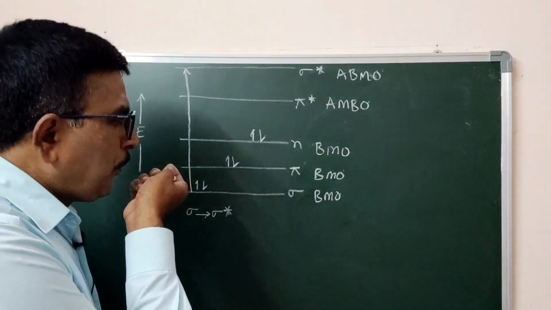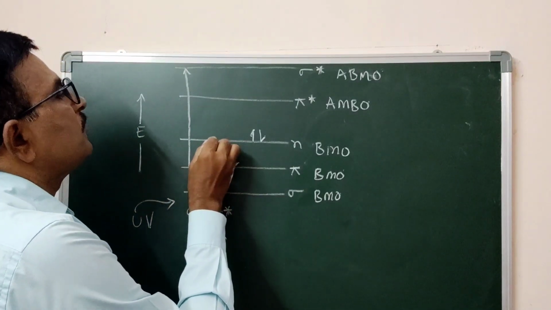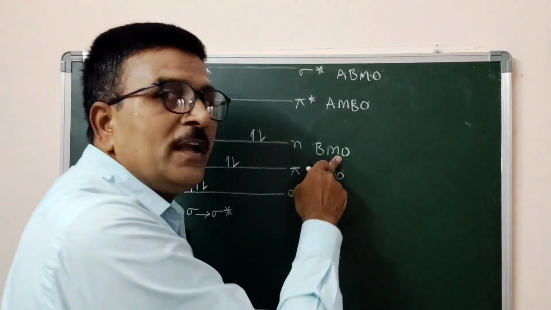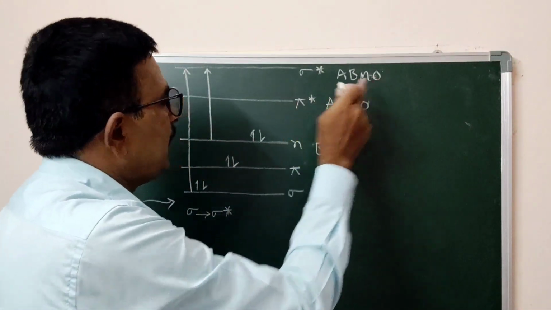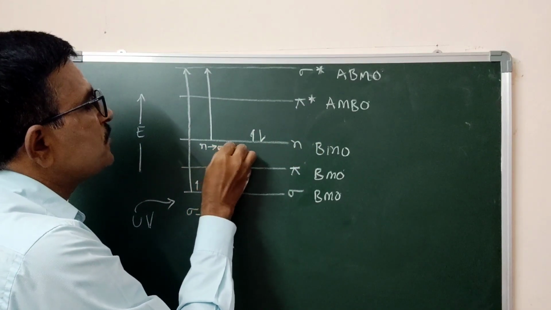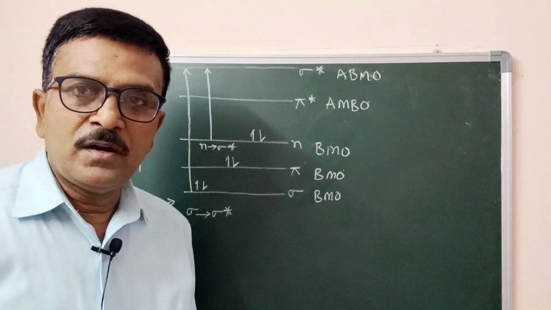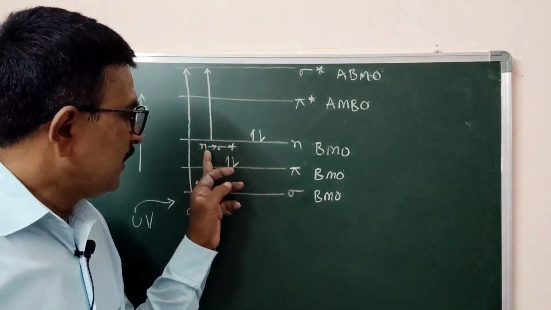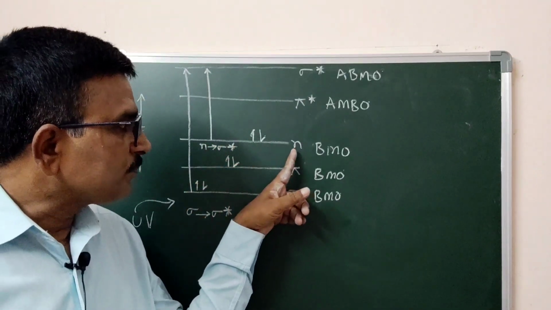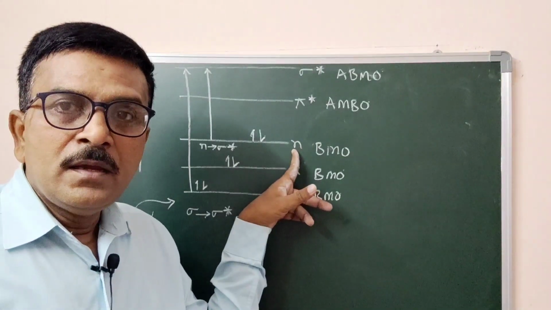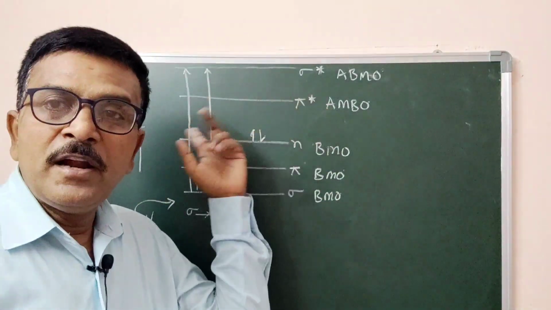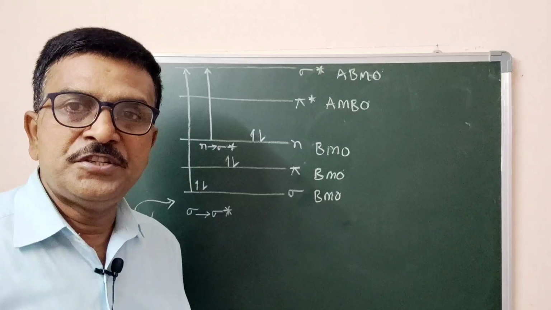Or the electron may be shifted, say, from the non-bonding molecular orbital to the sigma anti-bonding molecular orbital. This is called the N to sigma star transition. The second transition is the N to sigma star transition. It represents the electron undergoing transition from the non-bonding molecular orbital to the sigma anti-bonding molecular orbital. This is also an allowed transition.